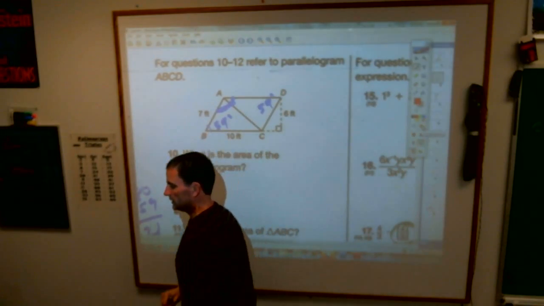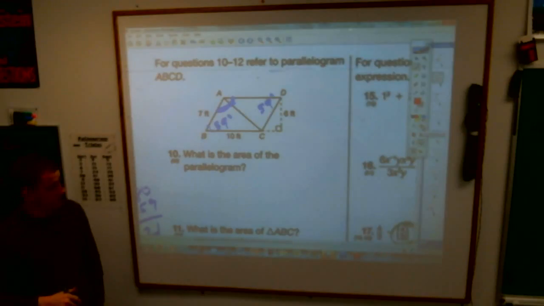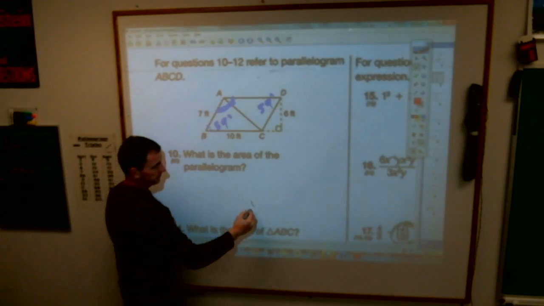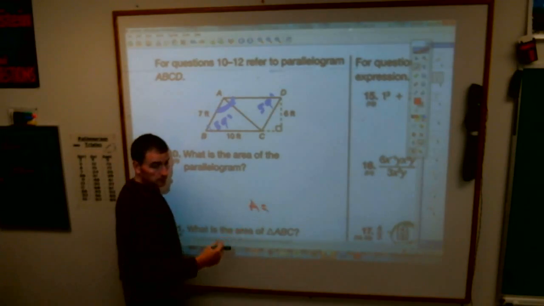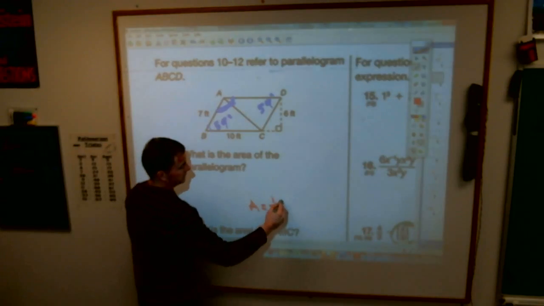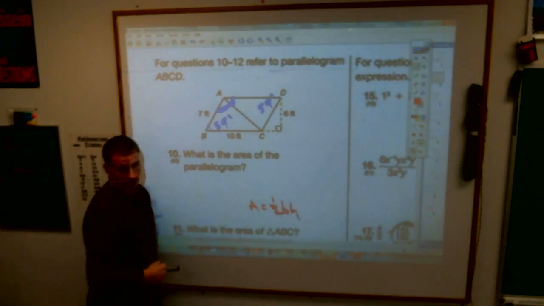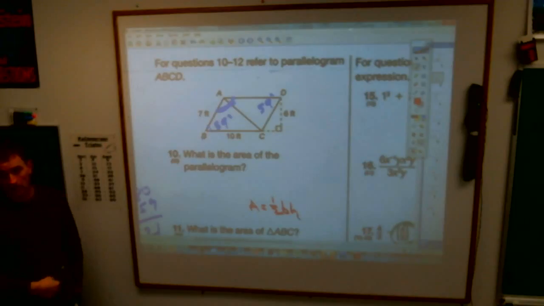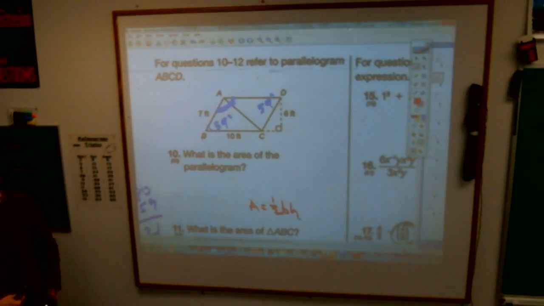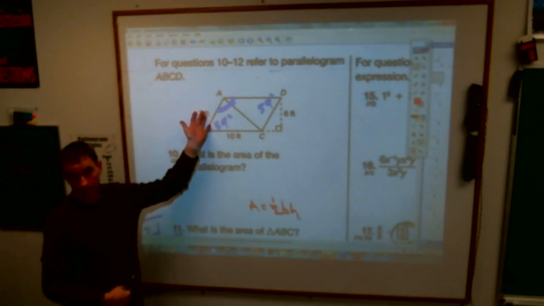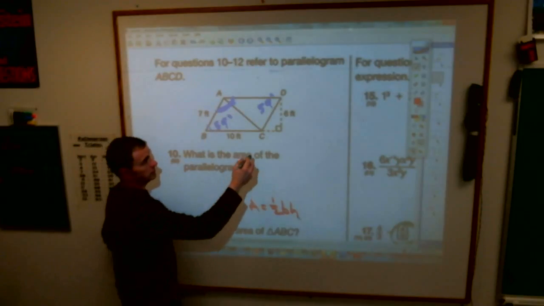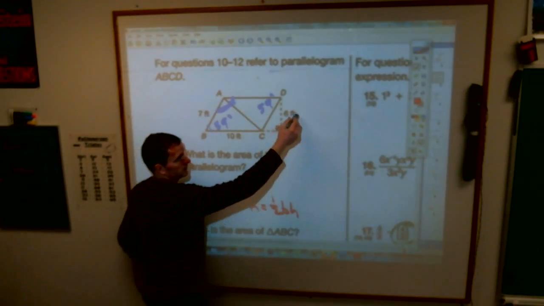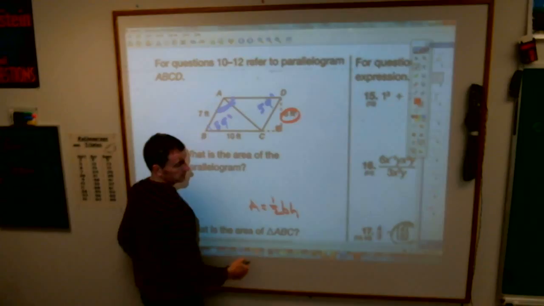What is the area of triangle ABC? Well, the first thing, Jenna, I write down is my formula for area of a triangle, which is? Jenna? 1 half base times height. And what is my base and what is my height? They have to be the two lines that are perpendicular. So you got to go and look up here and find the right angle, which happens to be right here. Here is my height.